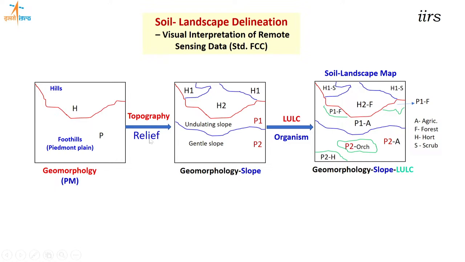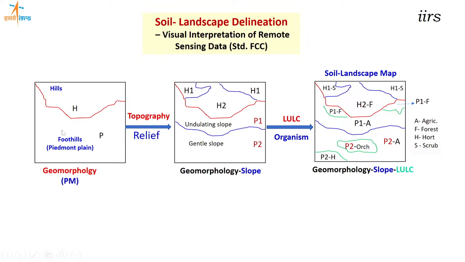on the slope or relief, studying the topography. Then it will be called geomorphology and slope, and then further you divide each map unit based on the land use, land cover. Remember that you cannot do all three things at the same time. Then you will end up preparing only land use, land cover.